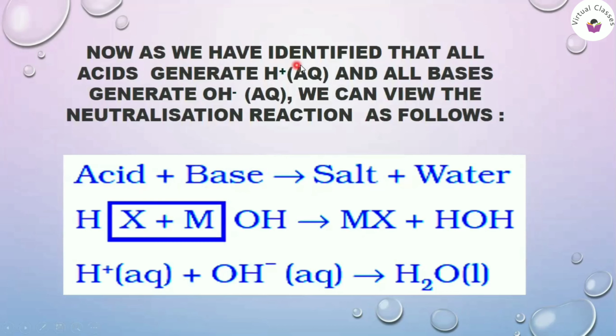Now, as we have identified that all acids generate hydrogen ions and all bases generate hydroxide ions, we can view the neutralization reaction as follows. Acid combines with base to give out salt and water. The hydrogen ion from the acid reacts with hydroxide ions in the base to give out H2O or water, while the anion X reacts with cation M to form salt MX.